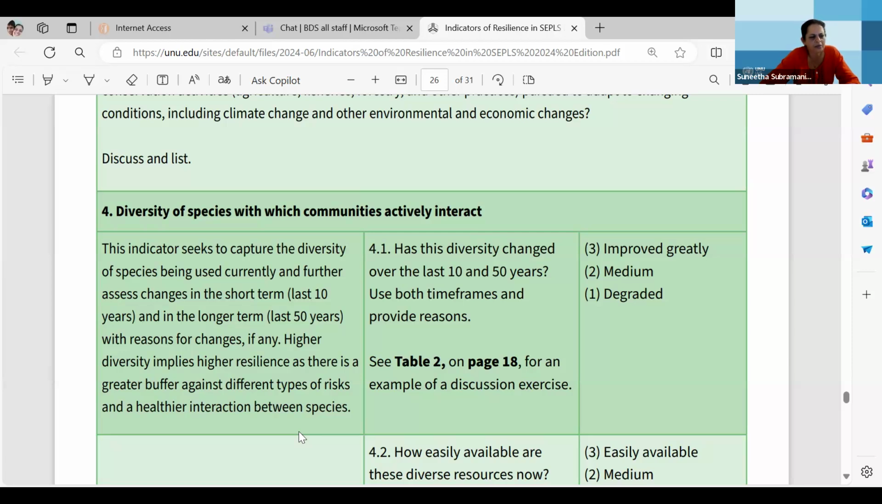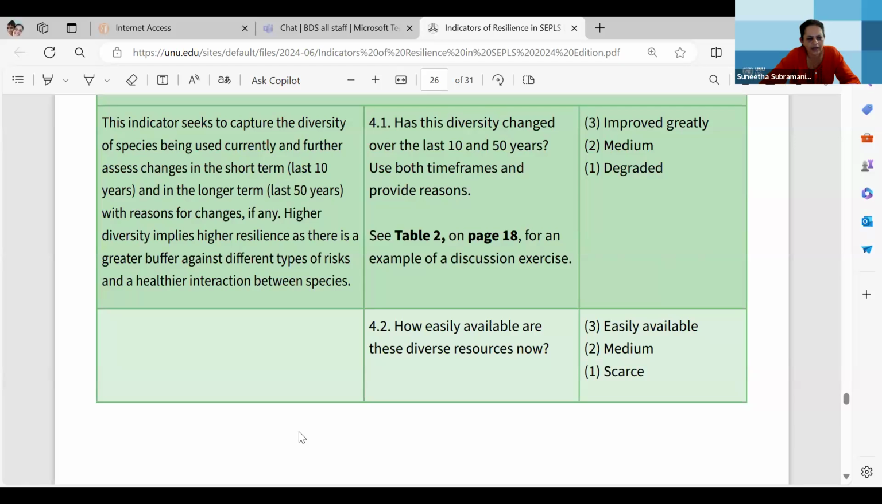And these risks, again, can be natural risks. They could be risks related to, for instance, disease. It could be risks related to production. It could also be protection from risks related to economic shocks. So all of this is directly linked to the diversity of resources. And so to capture the extent of diversity that is there, and if that has changed over two time periods.